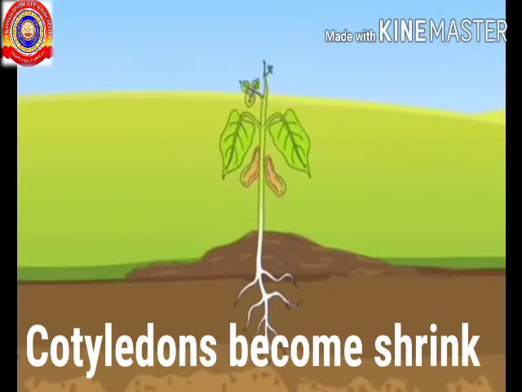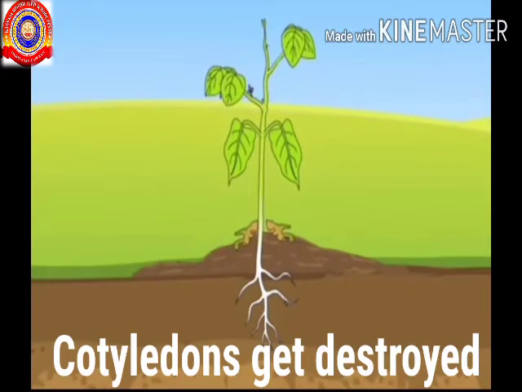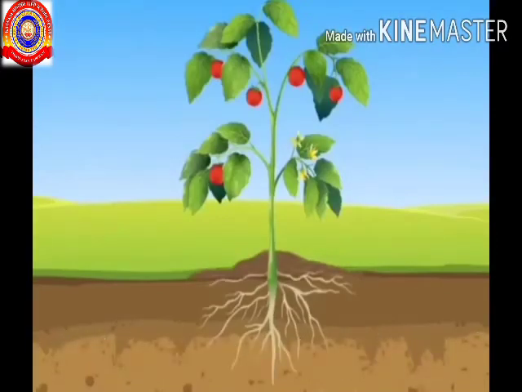Do you know why? Okay, teacher will explain it. The cotyledons are the storehouse of food for the baby plant. So, the plant uses the food stored in these cotyledons. So, it shrinks and after some days it gets destroyed. Now in this picture we can see a fully grown plant and they can prepare their own food in their leaves. Now you know about cotyledons, right?